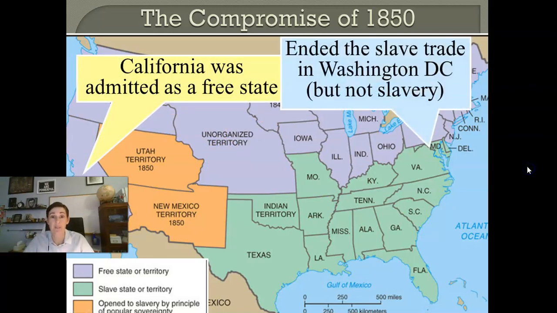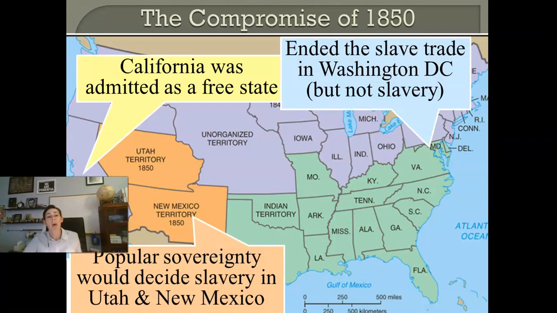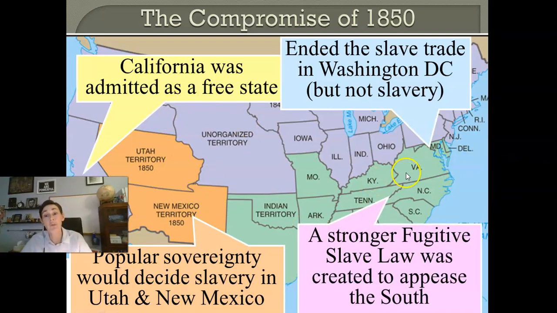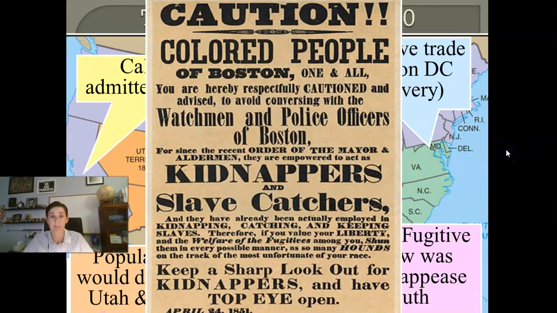California was admitted as a free state, and it ended the slave trade in Washington, D.C., but not slavery, right? And then you have popular sovereignty that would decide in these territories. A stronger fugitive slave law was created to appease the South. That calmed Calhoun down a little bit.